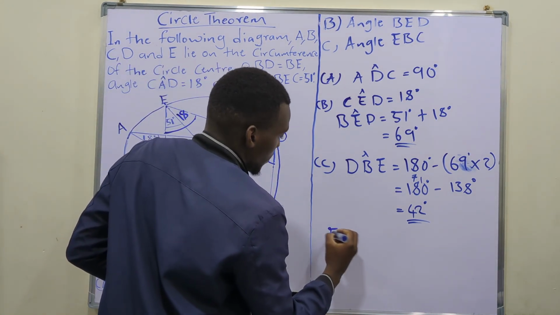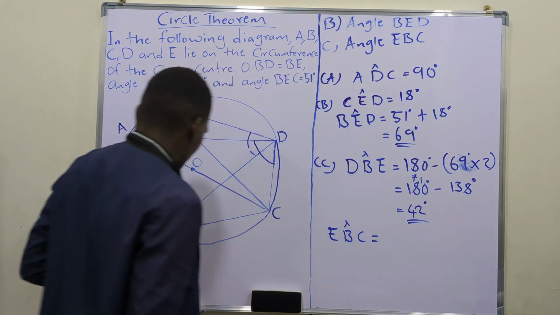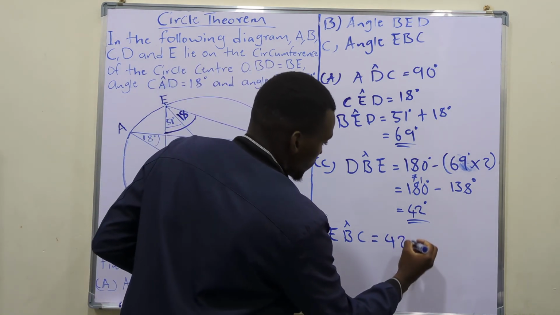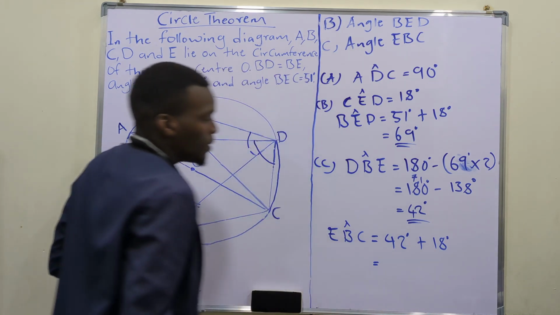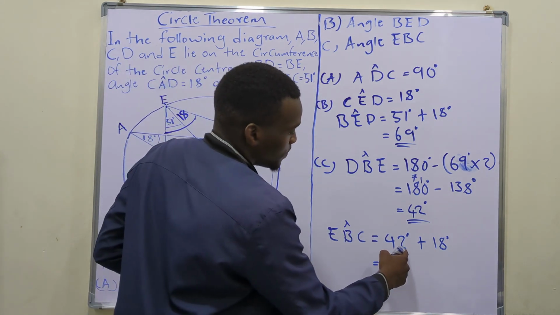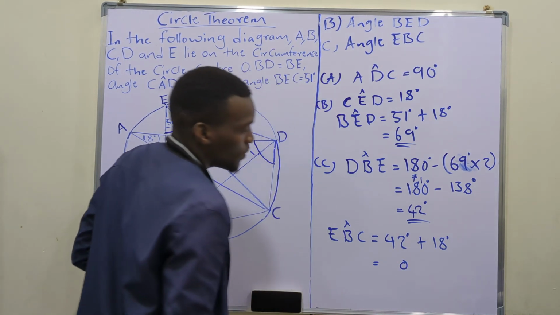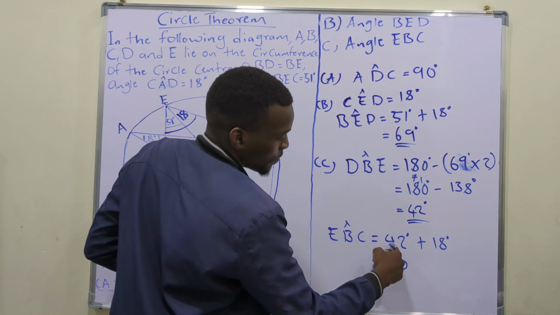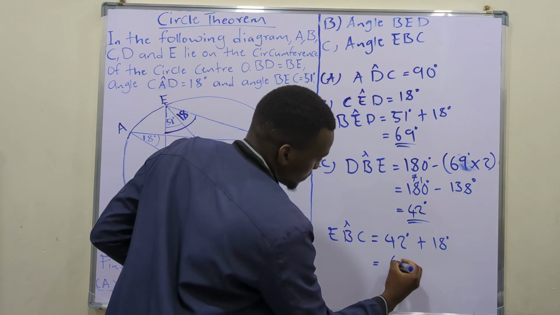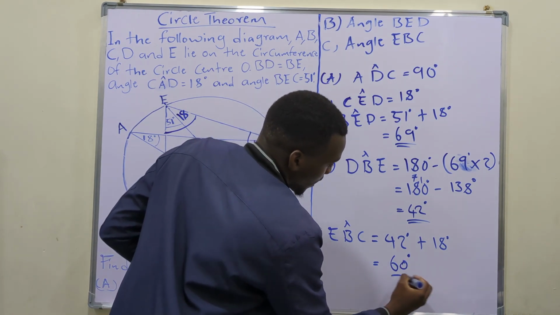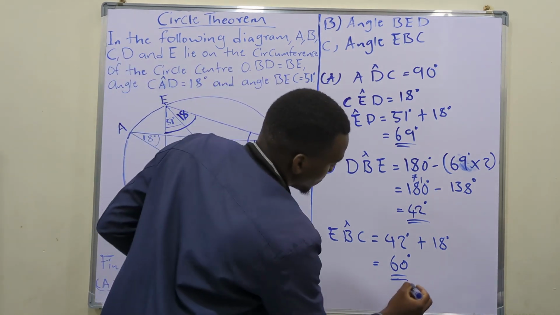So angle EBC will be given by 42 degrees plus 18 degrees. When we add these two, 2 plus 8 gives us 0, and then 4 plus 1, that is 5, and then 1 carried, so 60 degrees. So the angle EBC is equal to 60 degrees.